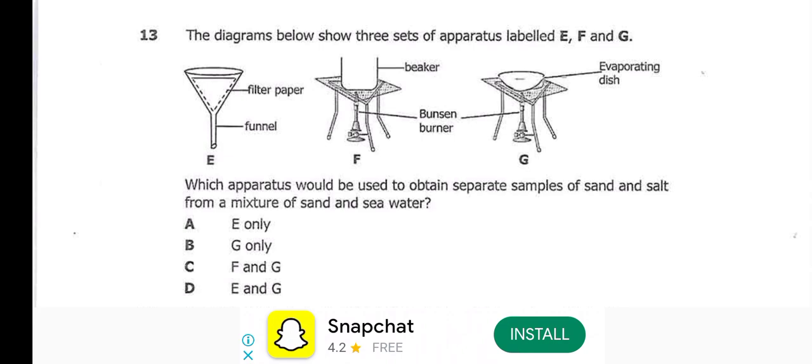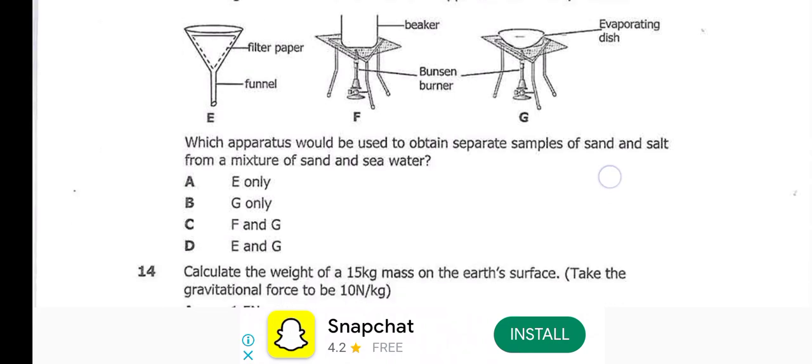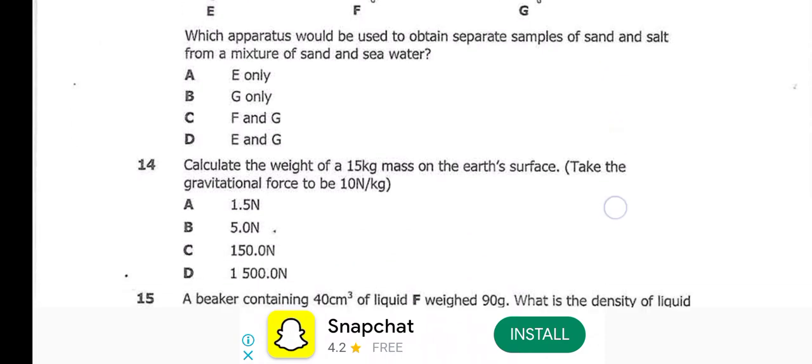F, G, no. E and G, because this one could be used for separating what? Filtration, whereby you have to get rid of sand by removing sand from this mixture. You can use E. And then if you want to remain with a salt crystal from the seawater or salt solution, you can use what? Evaporating dish. So the correct answer is D.